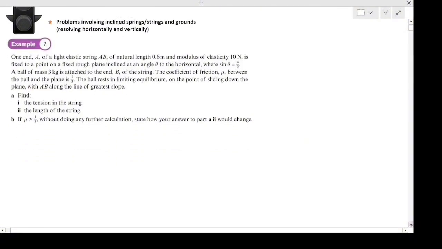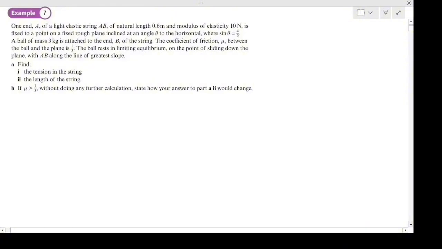Here we're told one end A of a light elastic string AB of natural length 0.6, modulus of elasticity 10, is fixed to a point on a fixed rough plane, inclined at an angle theta to the horizontal, sine theta is 4/5. A ball of mass 3 is attached to the end B of the string. Coefficient of friction is a third. The ball rests in equilibrium on the point of sliding down the plane. So we need to find the tension and length of the string.